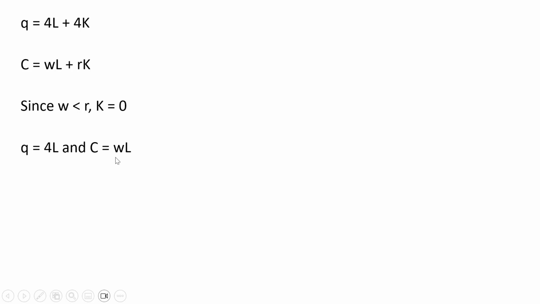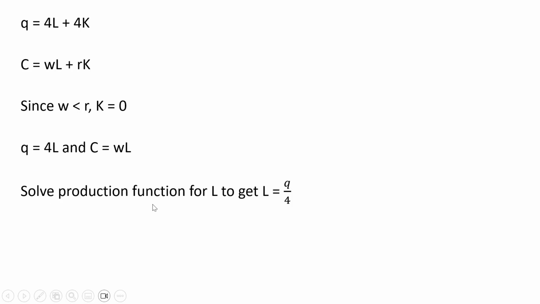So here's our cost function, but we want our cost function to be a function of the input price and output. So what I'm going to do here is take the production function and solve it for L. Dividing through by 4, I get L equals Q divided by 4. We're going to substitute that result into the cost function, and that is our long-run total cost in the case where the wage is less than the price of capital.